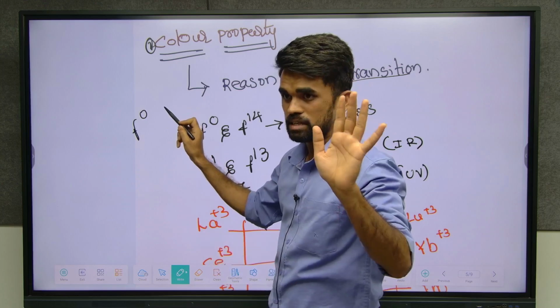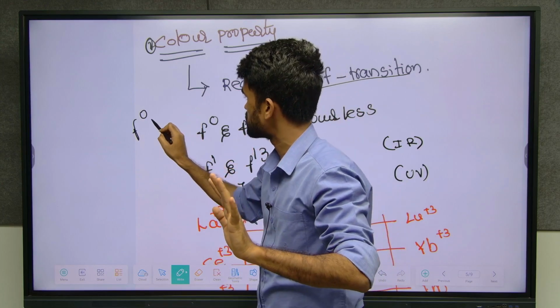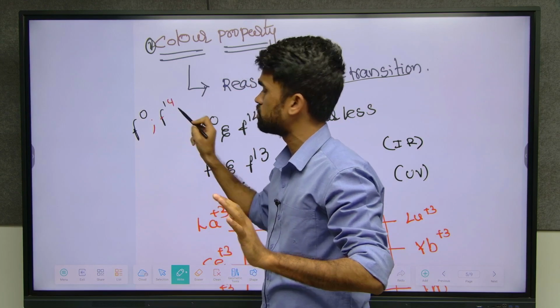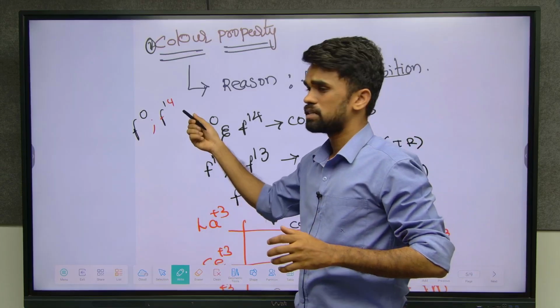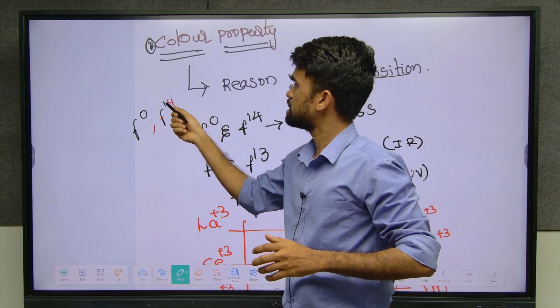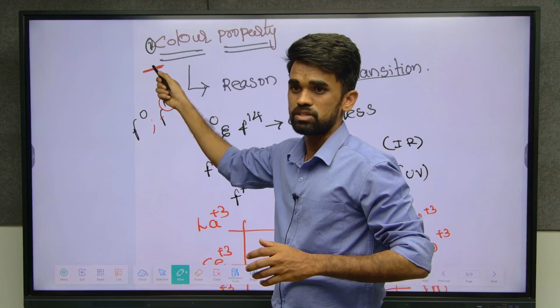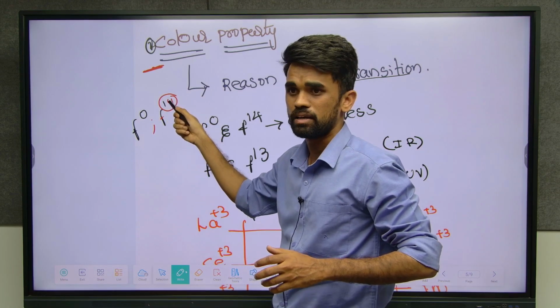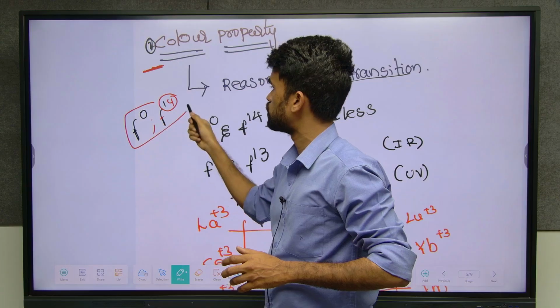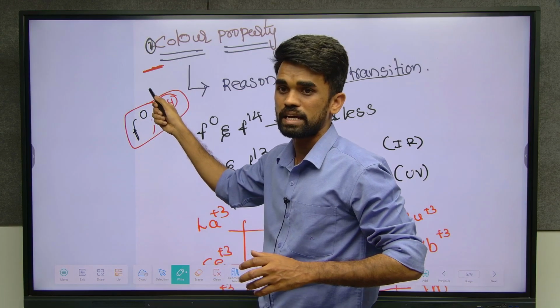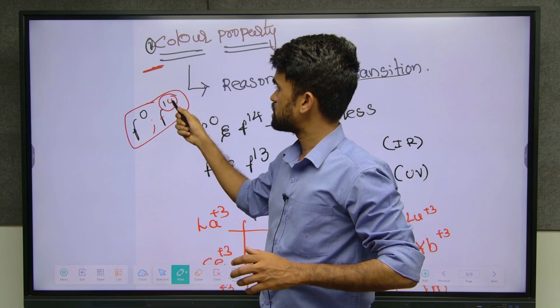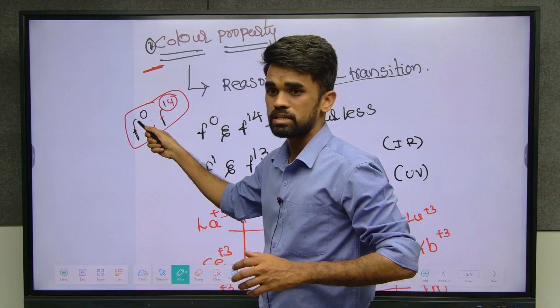There are some other reasons we may say, later we'll discuss that. f14, is it possible now? No. Why? See, electrons are there. Do we have any vacancy in the higher energy levels? No. All f orbitals are filled. So f0 and f14 are not possible because there is no vacant orbital to transition, or there are no electrons in f0.